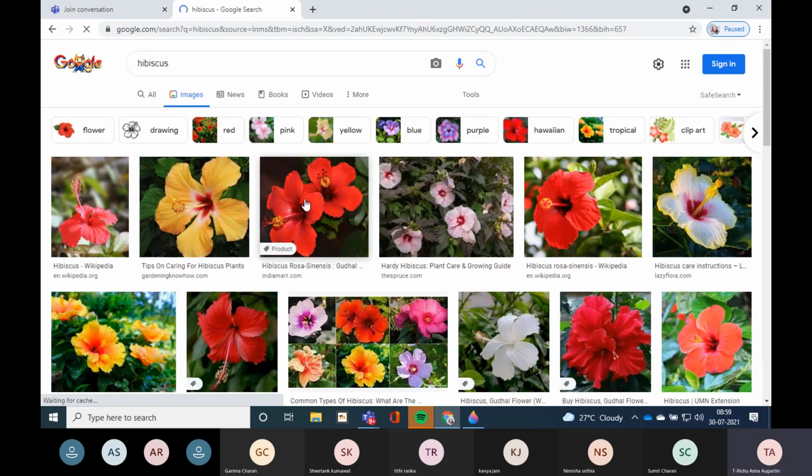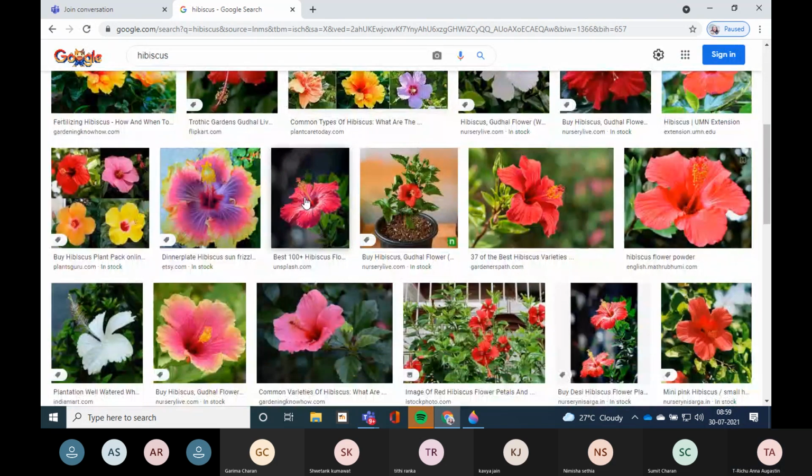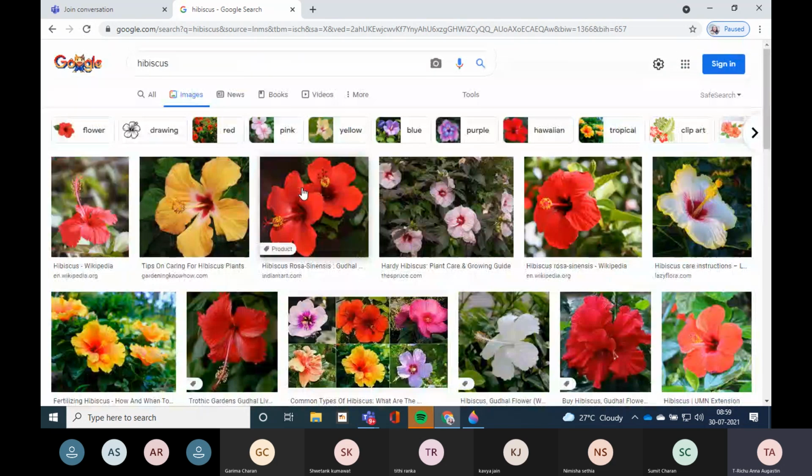Okay, can you see the screen? Here you can't see, only the flower is seen. Just a minute.